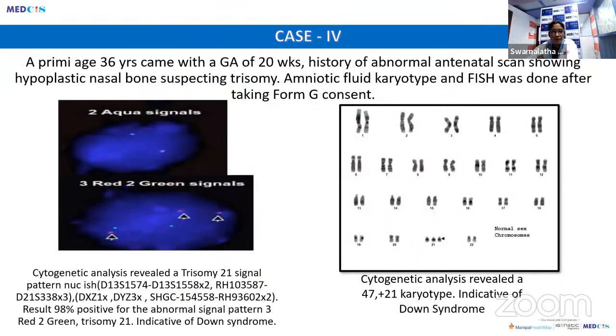And case 4, a primi with an age of 36 years, came at a gestational age of 20 weeks with a history of abnormal antenatal scan showing a hypoplastic nasal bone, suspecting a trisomy. Amniotic fluid karyotype and FISH were done after taking a Form G consent, and it turned out to be a Down syndrome fetus. This is an amniotic cell on which the FISH test was performed, showing 3 signals of chromosome 21. And this is a karyotype indicating trisomy 21.